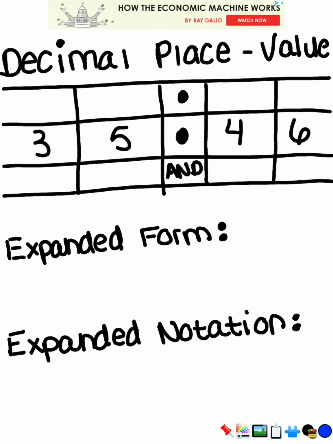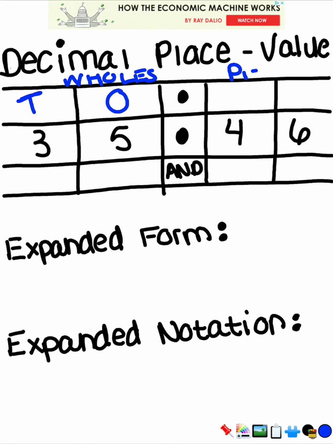The 3 would be in the what place? The tens. The 5 would be in the ones. So what are the numbers in front of our decimals? Those are our wholes, our whole numbers. My pen is not working very well. Our whole numbers. So we have 35 wholes.